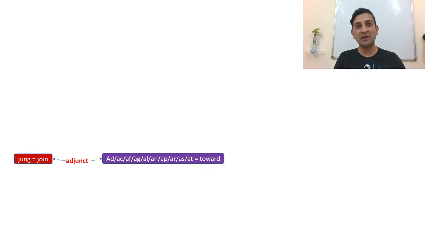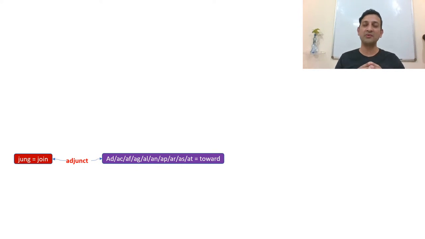For example, accumulate, assimilate. So you see the repetition of the first letter after A. That's a hint, that's a clue that the root here is add, which means toward. Now let's see where this takes us.